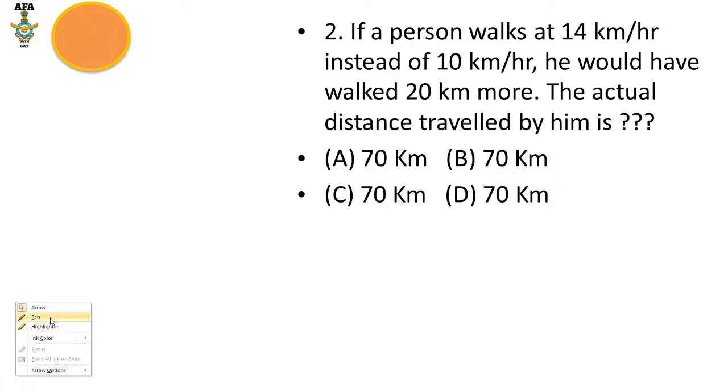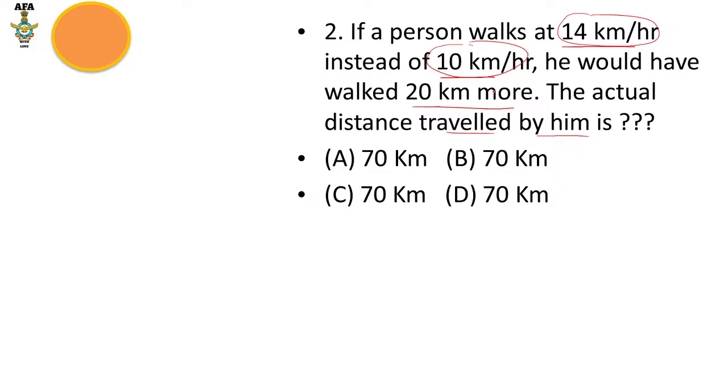Now what is there in the question? If a person walks at 14 kilometer per hour instead of 10 kilometer per hour, he would have walked 20 kilometer more. The actual distance traveled by him is, okay. So distance is x kilometer. So person is walking at 14 kilometer per hour, walking at 10 kilometer per hour. So if he walks at 14 kilometer per hour, he would have walked 20 kilometer more.